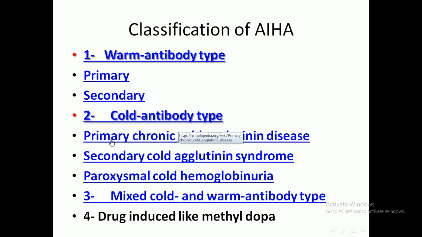and the cold type, which includes the primary chronic cold agglutinin disease, the secondary cold agglutinin syndrome, and paroxysmal cold hemoglobinuria, and the mixed cold and warm antibody type. And the third and fourth are drug-induced, like methyldopa, which is a drug used in the treatment of hypertension.